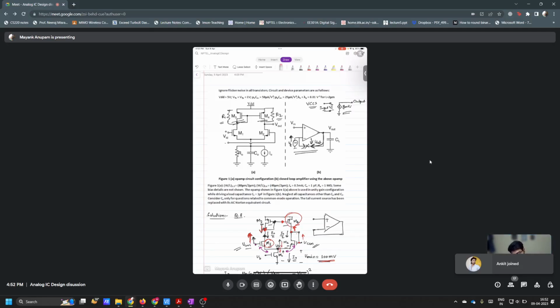Okay. So in this scenario, it is a sure fact that I naught by 2 will flow through both the transistors because of the current mirror, right? Yes. Okay.